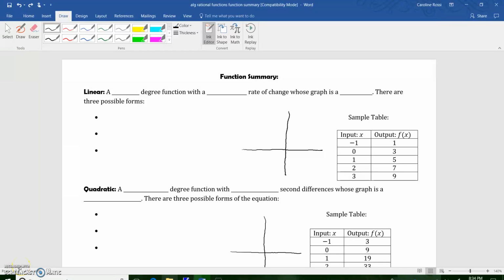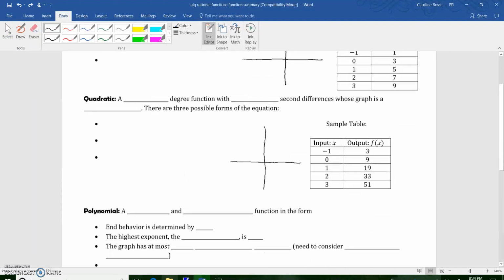Hi everybody, this is your video notes on function summary. This is going to cover the main parent functions that you should be familiar with by now. And these video notes that you're going to take are going to cover 4 to 5 different types. It's going to preview the 5th type, just so you know.